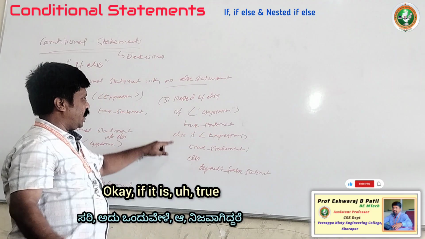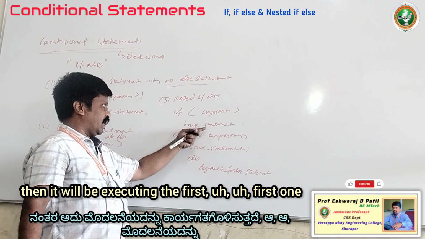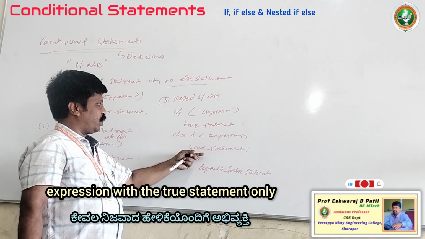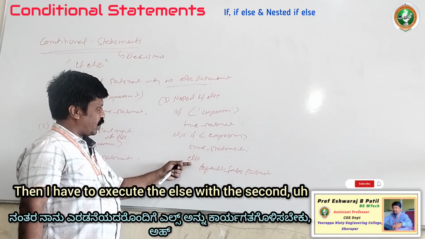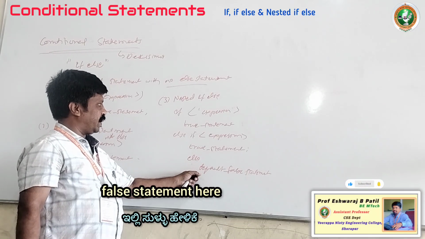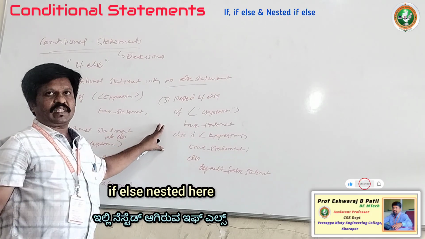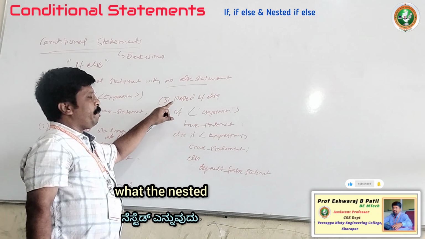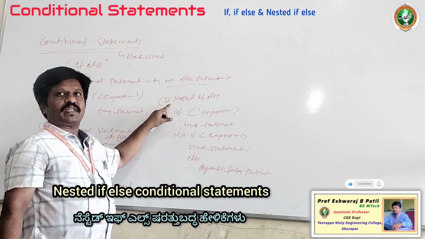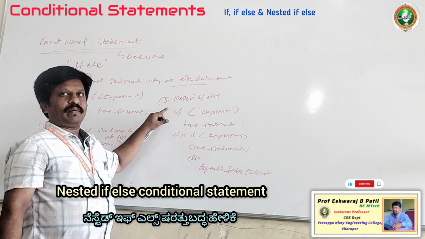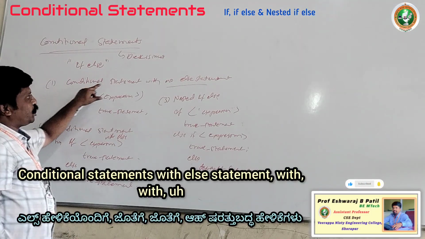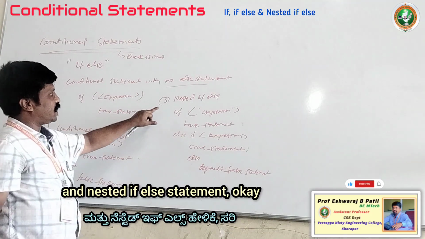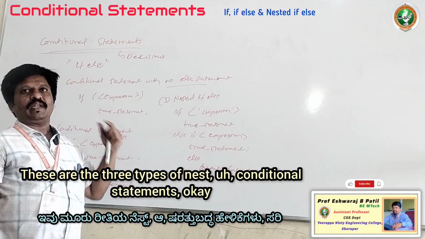If it is true, it will execute the first one in this if. If it is false, then it will execute the second expression with its true statement only. Then else with the second false statement. It means we are using a nested if else here, two statements, an if else statement inside another if else statement. This we call the nested if else conditional statement. There are three types of conditional statements: with no else statement, with else statement, and nested if else statement.